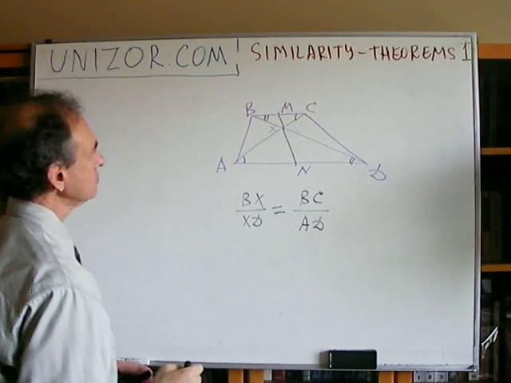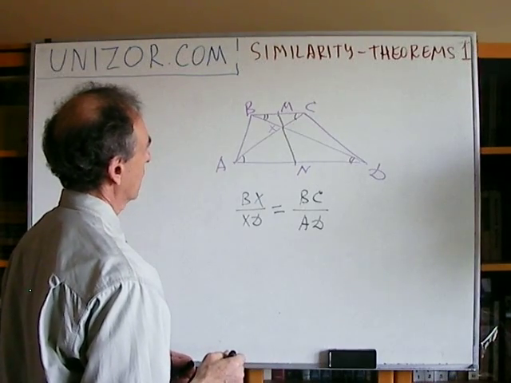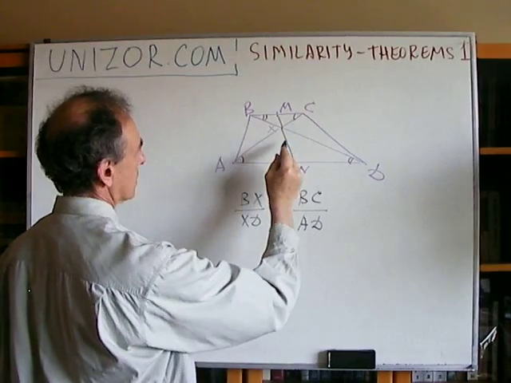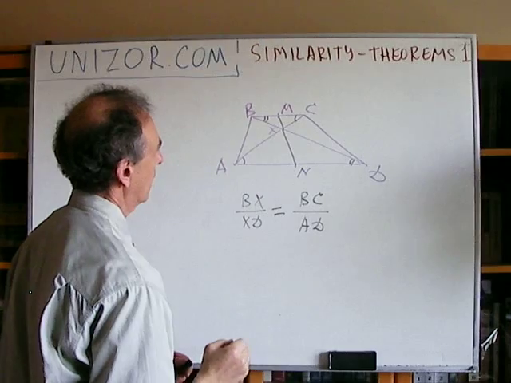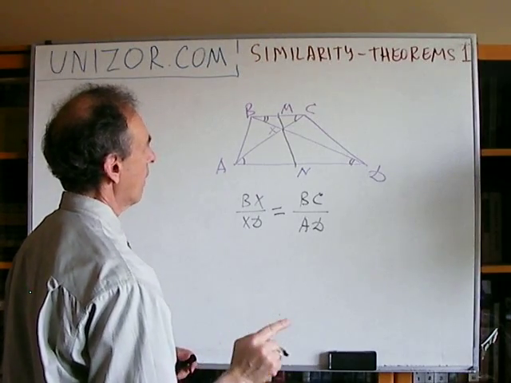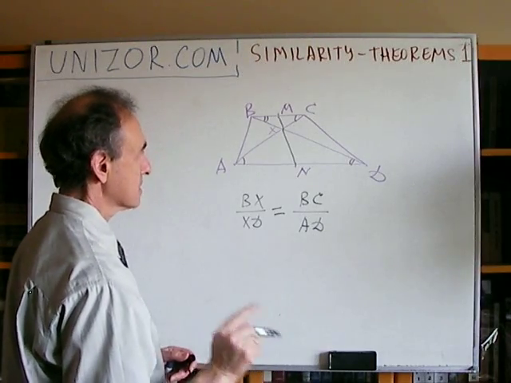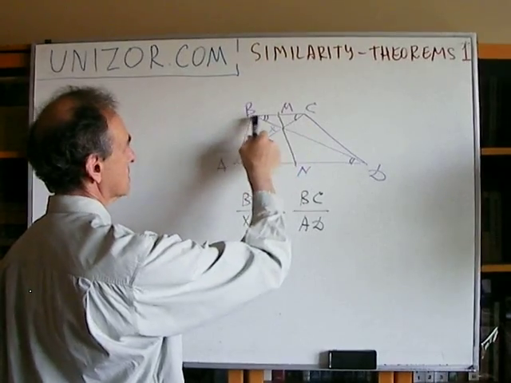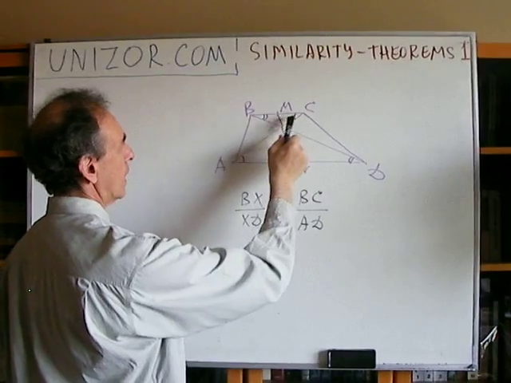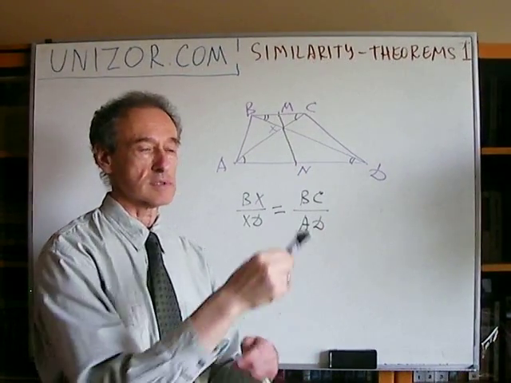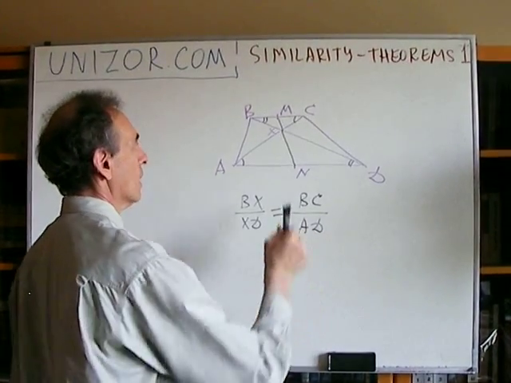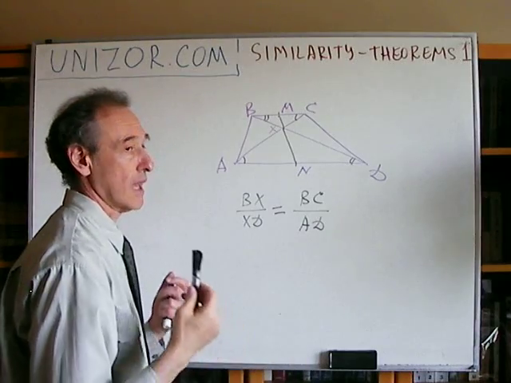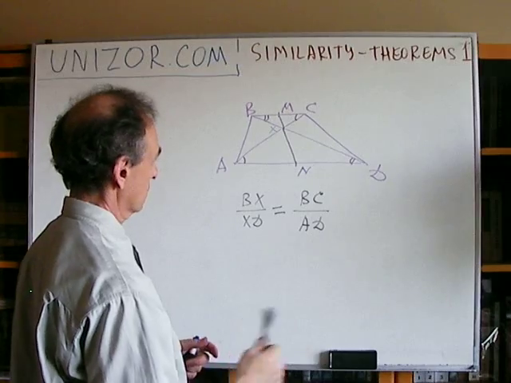Now, let us now consider triangles BMX and XDN. I would like to prove that they are also similar to each other. But I will use a different theorem about similarity. Now, in case of BCX and AXD, I was using the theorem that if two angles are correspondingly equal to two other angles, then triangles are similar. In this case, I will use another theorem. An angle and sides which form this angle are proportional. If this is true, then I will have the similarity.